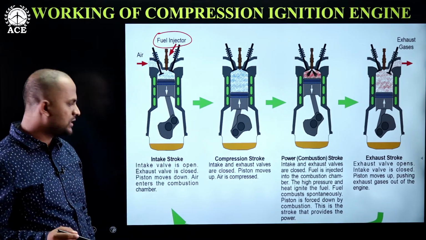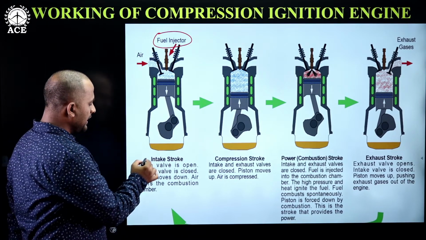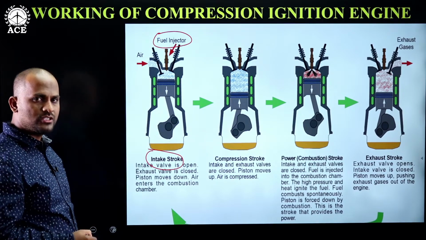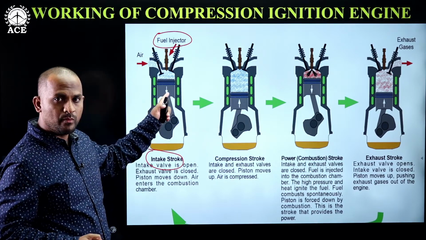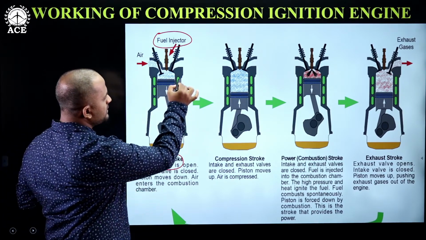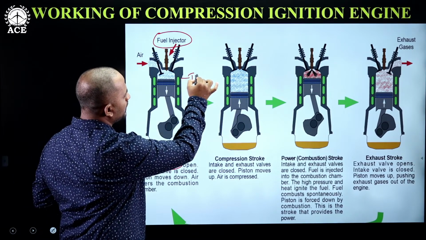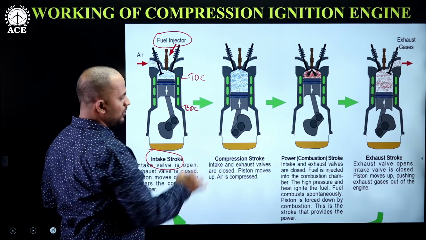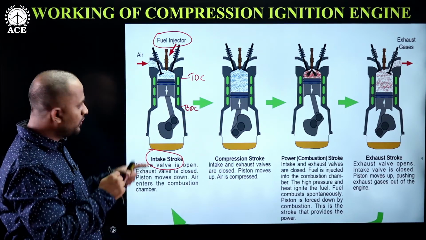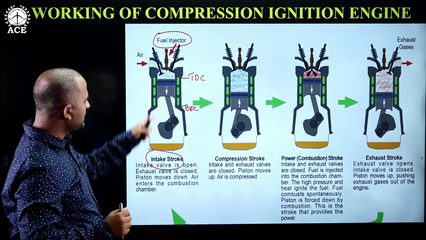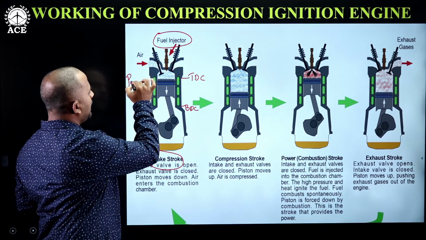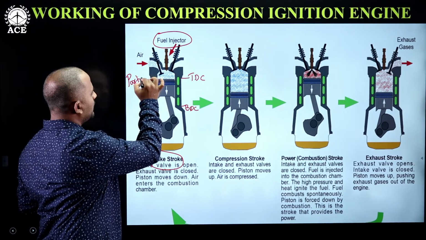Now let's start with the first process, that is the intake stroke or the suction process. What happens in this process is the piston will be moving from TDC to BDC. Now when it is moving from TDC to BDC, what happens inside the cylinder? First, initially a partial vacuum is created.